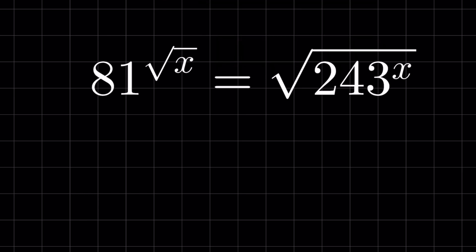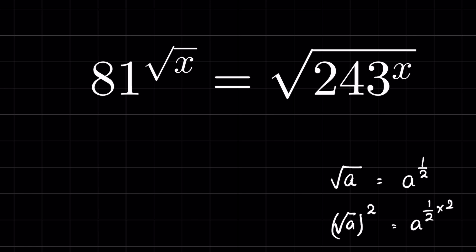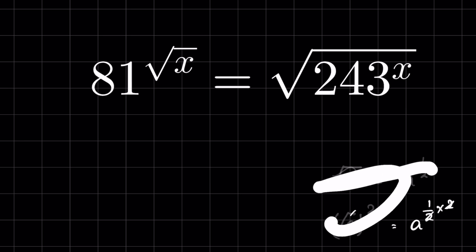So first of all, let's understand what square root means. When a is under square root, a is raised to the power of 1 upon 2. So whenever we have to remove the square root, we can square both the sides. When we square it, a raised to the power of 1 upon 2 times 2, the 2 and 2 get cancelled. So we can remove the square root when we square it.